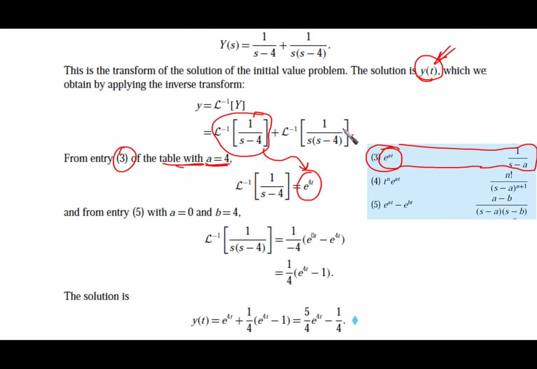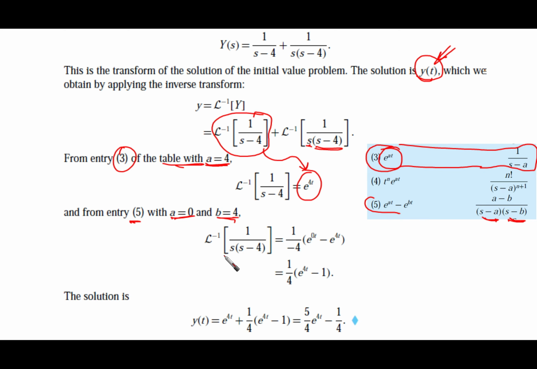And for the second term, we have 1 over s times s minus 4. Two terms multiplied together in the denominator, and s is there. From entry number 5, you're going to find in the denominator two terms multiplied together, right? This means that our first term is s, which suggests that a is going to be 0. That's right, a is going to be 0. And the second is s minus 4. This is s minus b, so b is going to be 4. That's right, b is going to be 4 here.